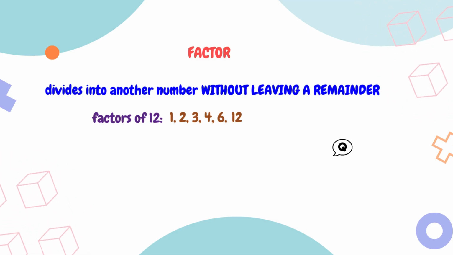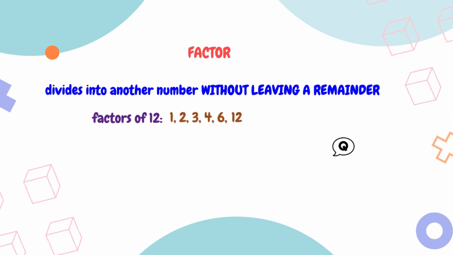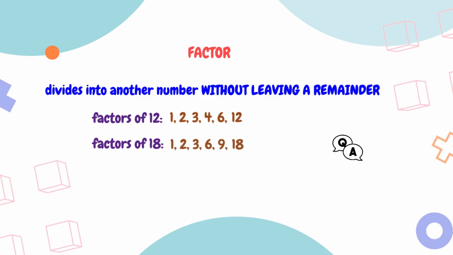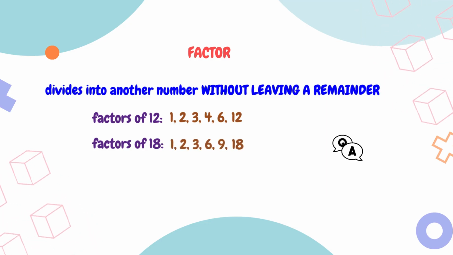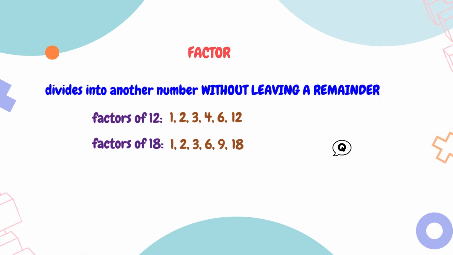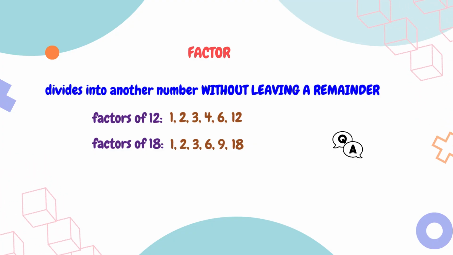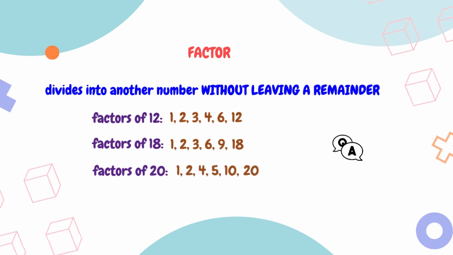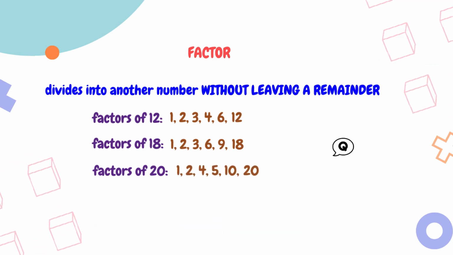A quick challenge. Can you quickly list all the factors of 18 before I do? Give it a shot. The factors of 18 are 1, 2, 3, 6, 9, and 18 itself, and all these numbers can be divided into 18 without leaving a remainder. Likewise, the factors of 20 are 1, 2, 4, 5, 10, and 20 itself.